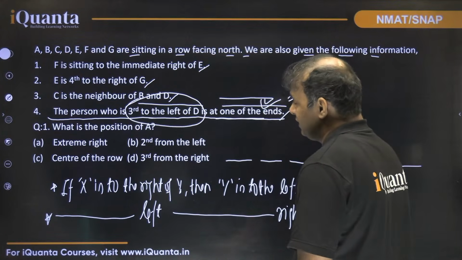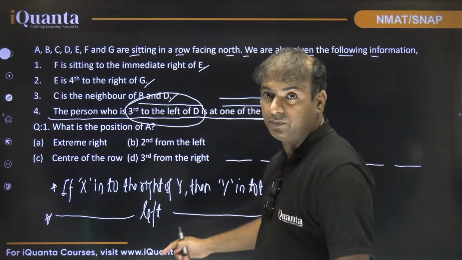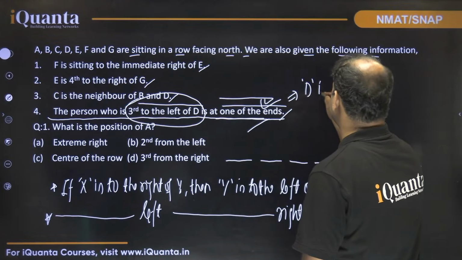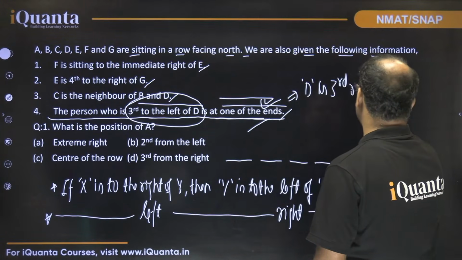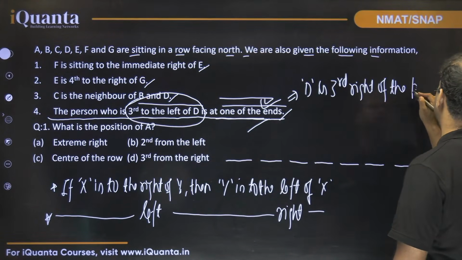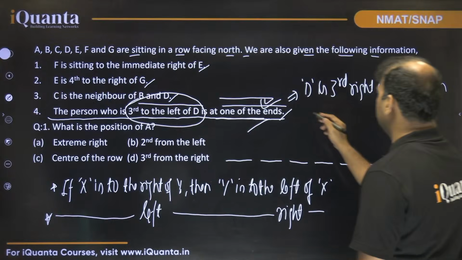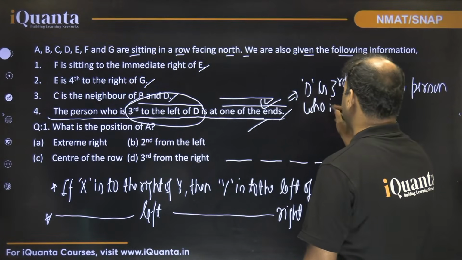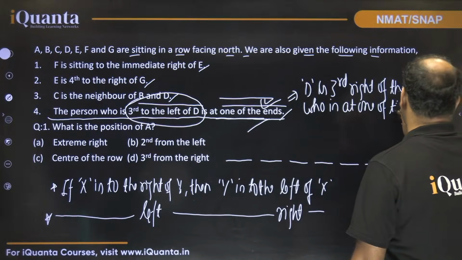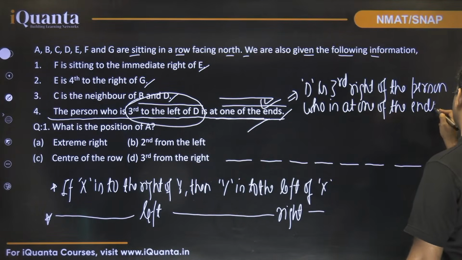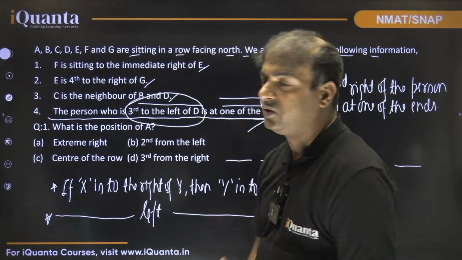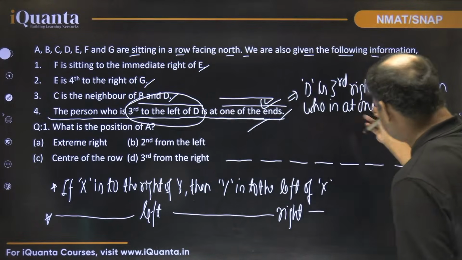That D is third right of the person who is at one of the ends, right? We can say that D is third right of the person who is at one of the ends. By this, you can fix a lot of things quickly. You can use a lot of information very quickly. So D is third right to the person who is at one of the ends.